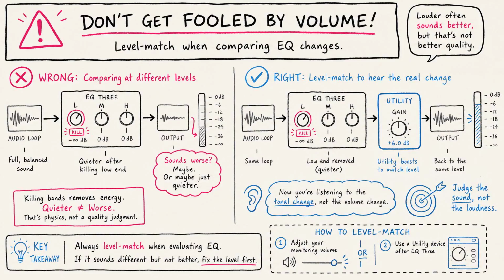Killing frequency bands makes things quieter, that's physics, not a quality judgment. When you engage the L kill switch and the loop suddenly sounds worse, part of what you're hearing is simply reduced volume. Our ears perceive louder as better, so any reduction in level can be mistaken for reduction in quality. When evaluating EQ3's effect on your material, compensate for level changes by adjusting your monitoring volume or using a utility device after EQ3 to match levels. This ensures you're evaluating the tonal change, not just the volume change.